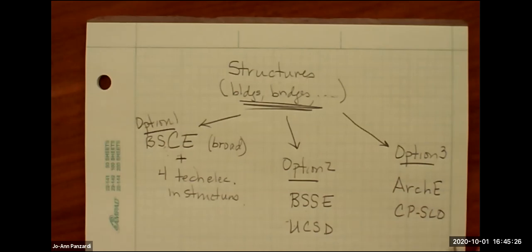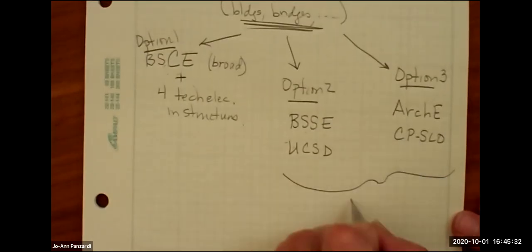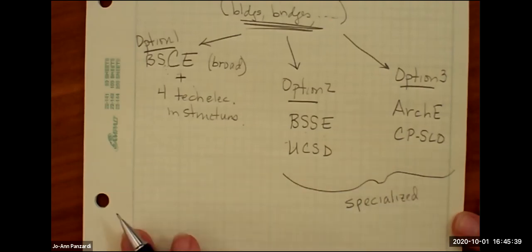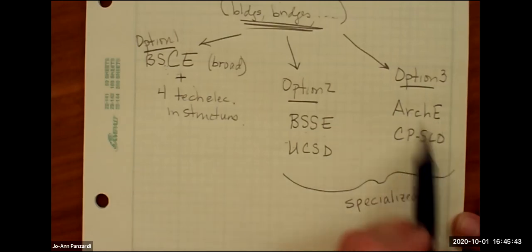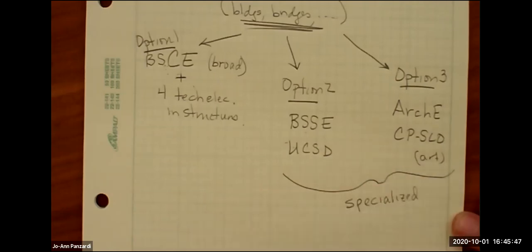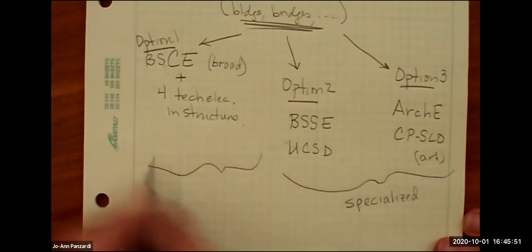So these 2 degrees, whether you get a bachelor's in structural or a bachelor's in architectural, they're more specialized degrees because they're focusing on structures. And the architectural engineering degree is actually taught in the College of Architecture, so they're going to have a little bit of a bent of art, whereas the civil engineering degree is more broad.